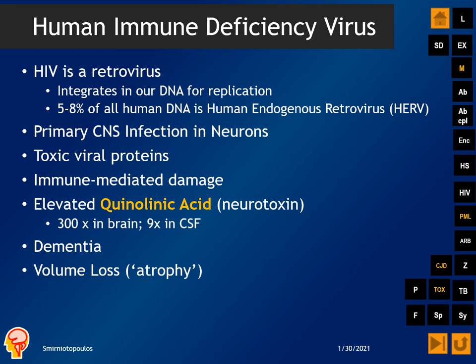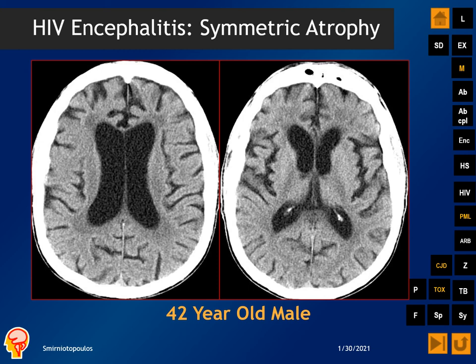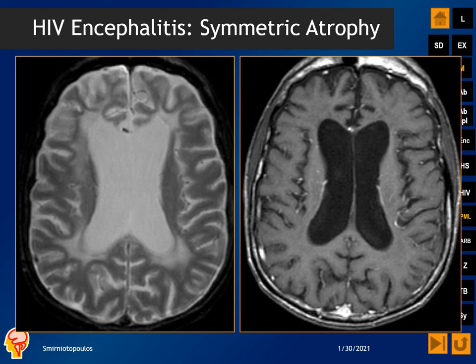And again, the patients present with a progressive dementia and volume loss, which we tend to call atrophy, in quotation marks. So this is a 42-year-old male patient, and the brain looks like an 85-year-old patient. We see bilaterally symmetric ventricular enlargement and enlargement of the sulci out of proportion and discordant with the patient's age. This is a typical presentation with symmetric atrophy for a patient with HIV encephalitis. An MR in a different patient also shows the same pattern of symmetric atrophy involving both sides, involving the periventricular area as well as the cortical gray matter.